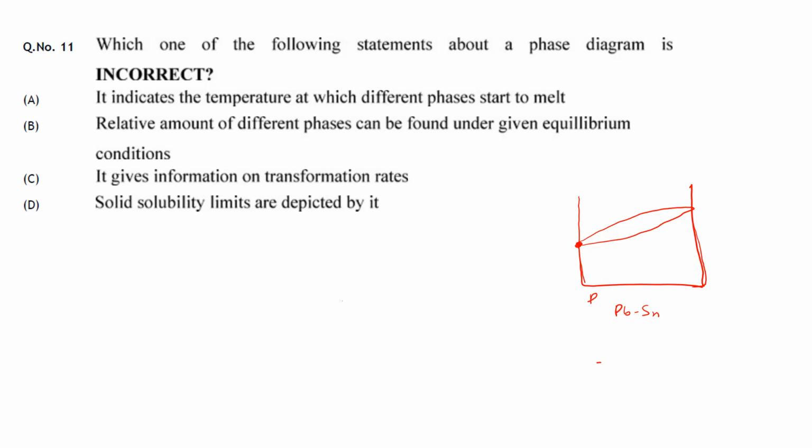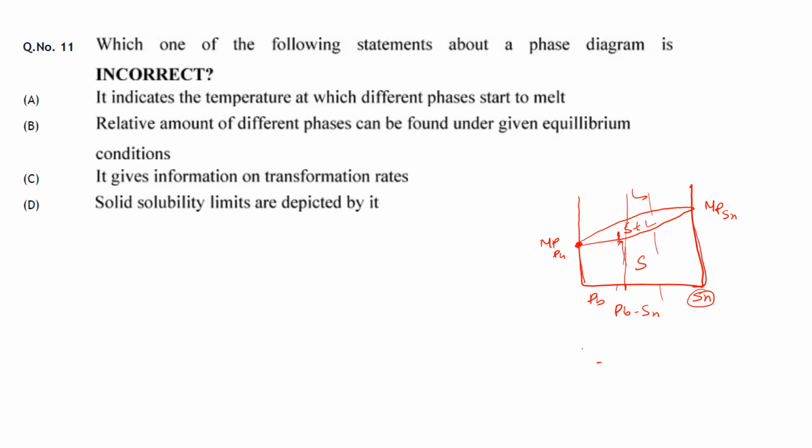So this is 100% Pb, and this is 100% Sn. So this is the melting point of Sn, and this will be the melting point of Pb, and this will give different compositions and phases: solid, solid plus liquid, and liquid, right? So it indicates the temperature at which different phases start to melt. So here, solid is melting after this temperature.